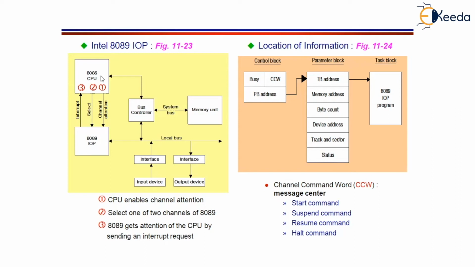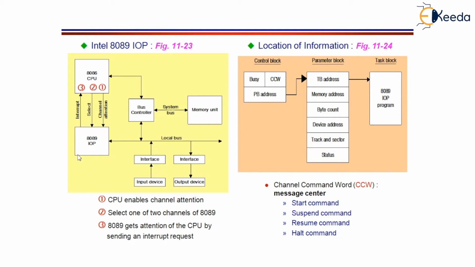Once again, when the 8086 wants to initiate an IO operation or IO task, it is going to use these two lines. One is the channel attention line and the other is a select line. So one of the channels of the 8089 will get selected, after which the 8086 is going to prepare a message. Essentially, the message is going to contain the task that is needed to be carried out. That message will be written in a block of the main memory, after which, as 8089 is selected, the 8089 is going to read the message that is written in the memory block, after which the 8089 will be able to carry out the task that is initiated by 8086.